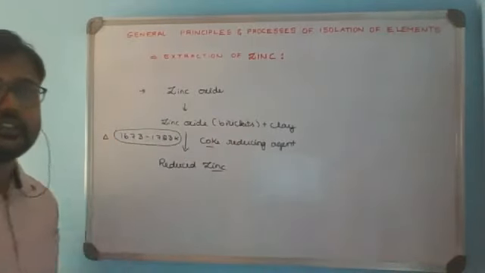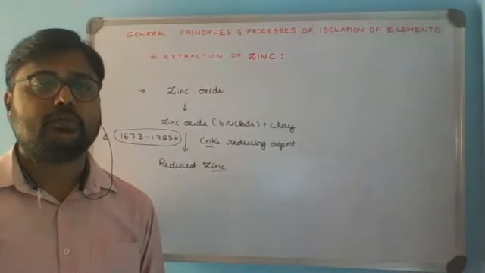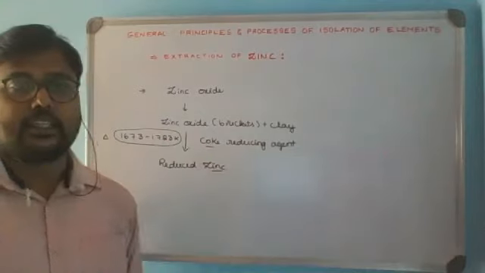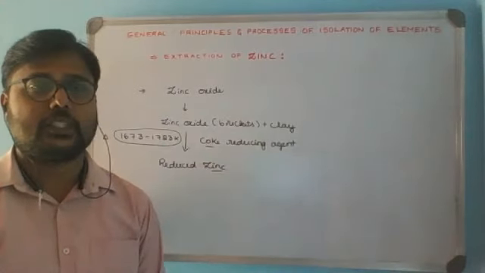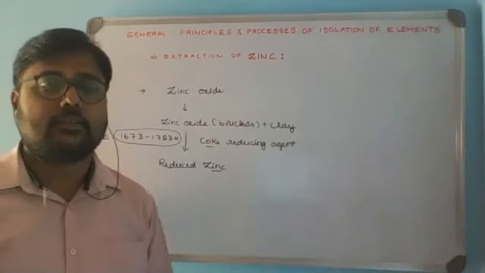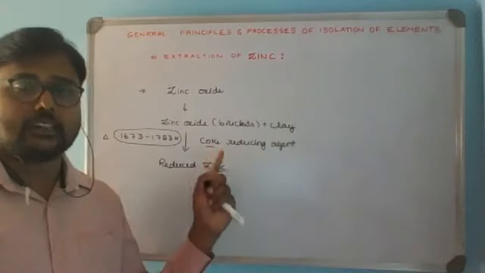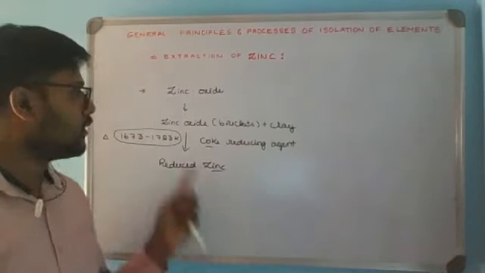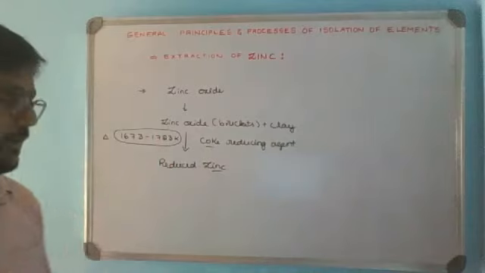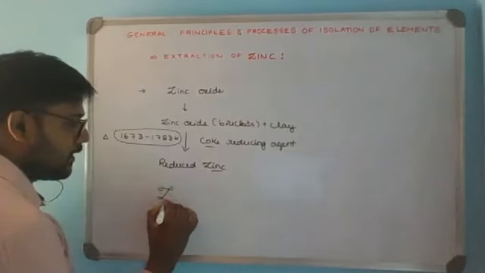If you observe, this is a very high temperature. In the previous case of reduction of copper using coke as reducing agent, it is 500 to 600 Kelvin, but here it is very high, nearly 1673 to 1723 Kelvin. Coke acts as a suitable reducing agent for the reduction of zinc oxide to zinc. So if we observe the balanced chemical equation, it's a simple equation.